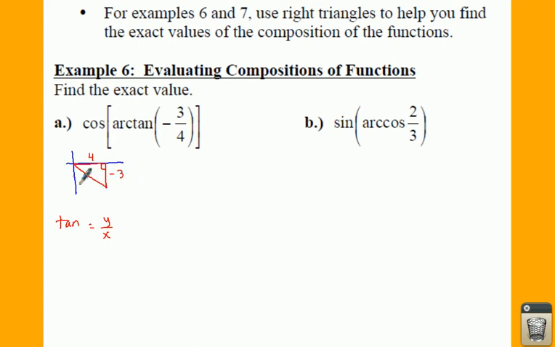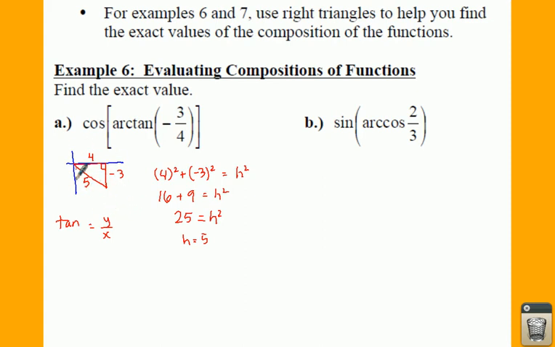So what we're going to do is use the Pythagorean theorem to figure out what our third side is. So the Pythagorean theorem says that we're going to take 4 squared plus -3 squared and set that equal to our hypotenuse squared. So it's going to be 16 plus 9 equals h squared. And then we're going to say 25 equals h squared. H is equal to 5. Now you should know this already. This is a 3, 4, 5 Pythagorean triple.